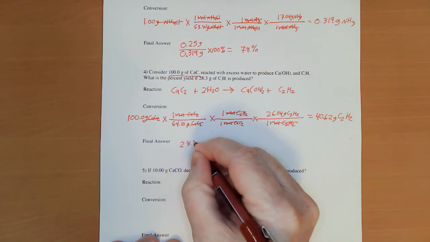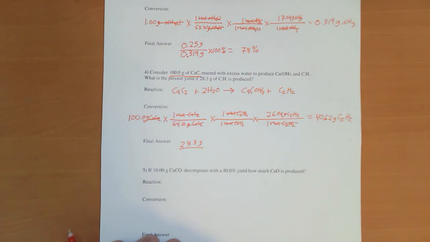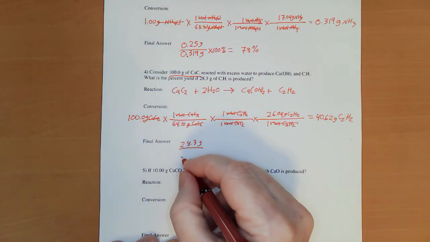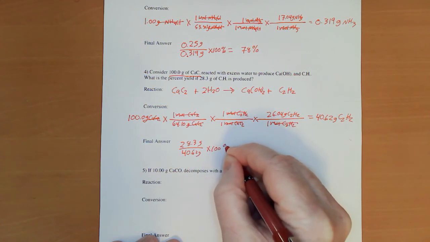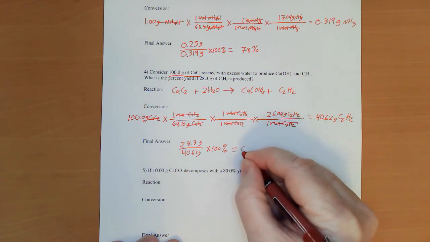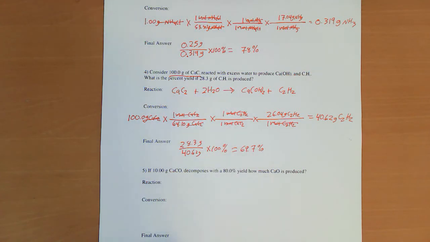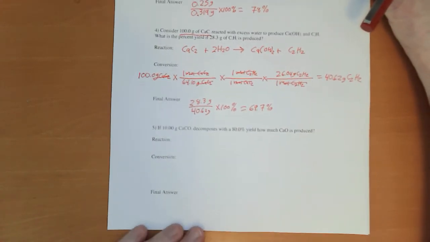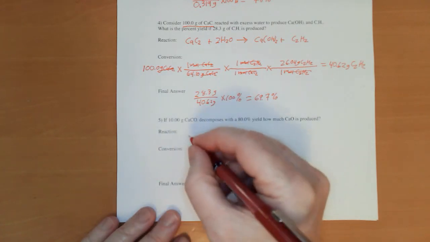So 28.3 grams, that was my actual yield, over my 40.62 times 100%, and 69.7%. Okay? Now, let's be honest. AP exams really don't often ask for you to do a percent yield. They might ask you to use a percent yield in a question. Okay? So, number 5 is probably a little more relevant.